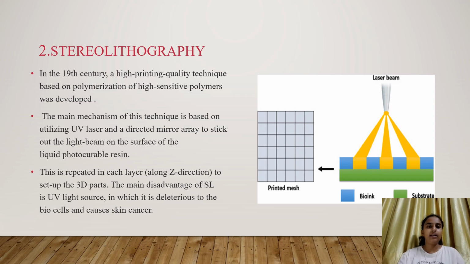Stereolithography. In the 19th century, a high printing quality technique based on polymerization of highly sensitive polymers was developed. The main mechanism of this technique is based on utilizing a UV laser and a directed mirror array to strike the light beam on the surface of the liquid photopolymer. This is repeated in each layer along the Z direction to set up the 3D part. The main disadvantage of SL is the UV light source, which is harmful to the biocells and can cause skin cancer.